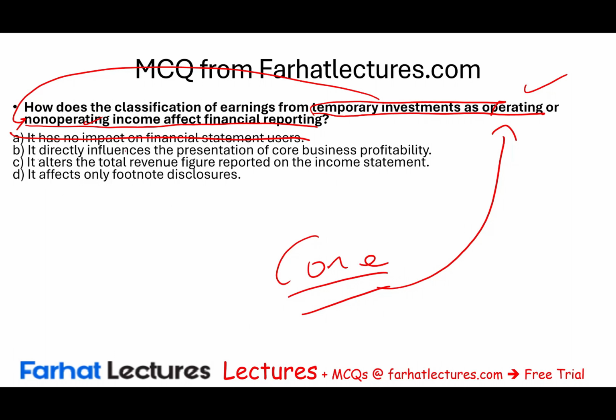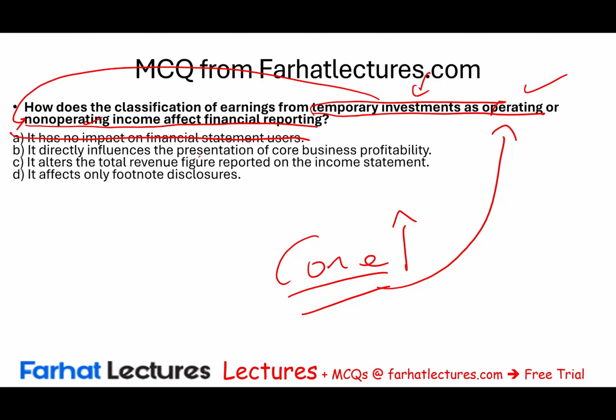B, it directly influences the presentation of the core business profitability. Yes, it does. If you are including temporary investment as operating income, you are inflating the core business profitability. Remember what I told you, what you care about is the core business. It directly influences, of course it does. So let's keep B. C, it alters the total revenue figures reported on the income statement.